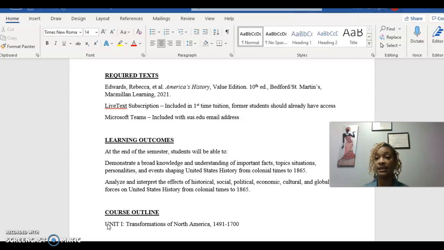Also, Microsoft Teams is included with your SUS.edu email address. Like I said, with us not meeting, if you ever need to reach out to me, have any kind of questions or concerns, I'm always available to you. And the platform that we will use, of course, is Microsoft Teams.